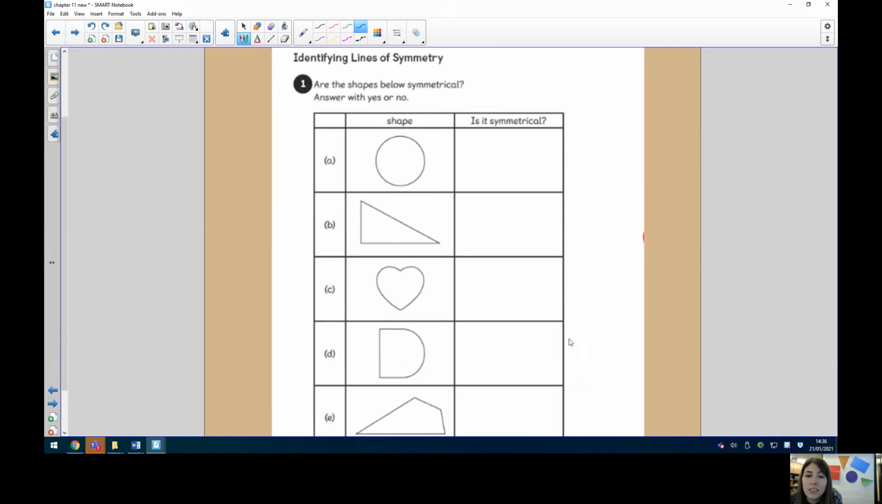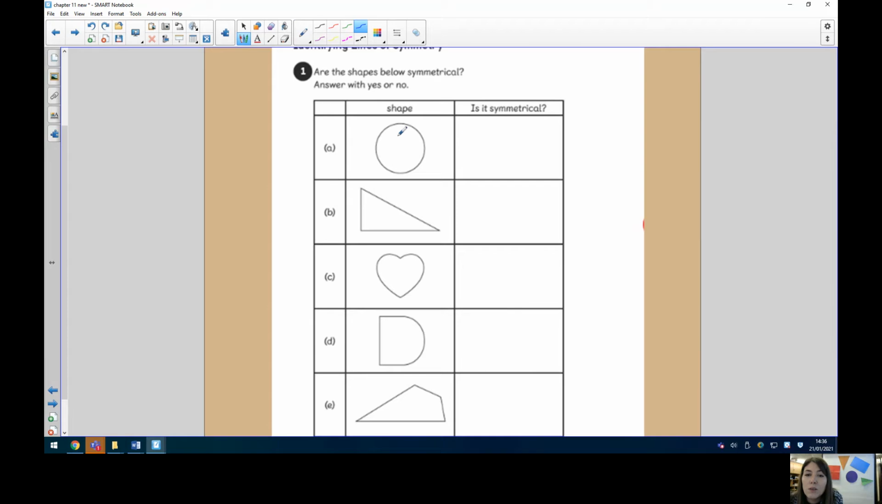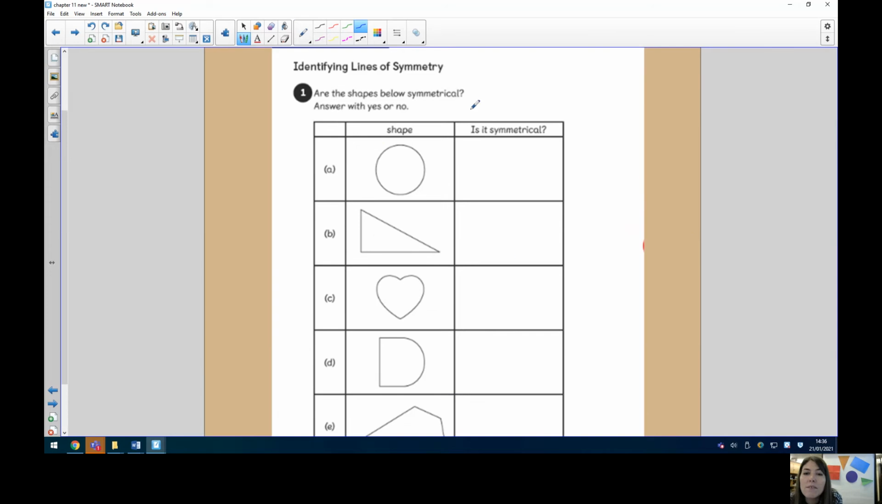So here is your worksheet today. You're going to see if you can find at least one line of symmetry on these shapes. If you can draw one of those lines and they will overlap exactly the same, we can say yes, that it is symmetrical. If we cannot draw one of those lines, we would have to put no in the box. I would expect everyone to be able to have a go at this worksheet page in today's lesson.